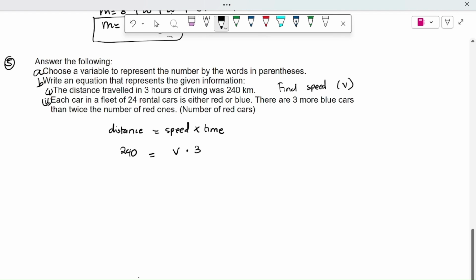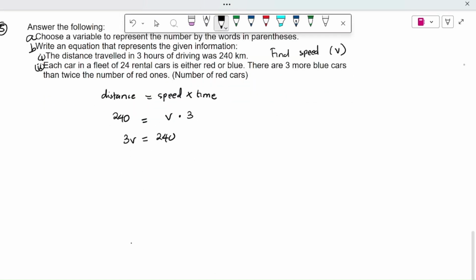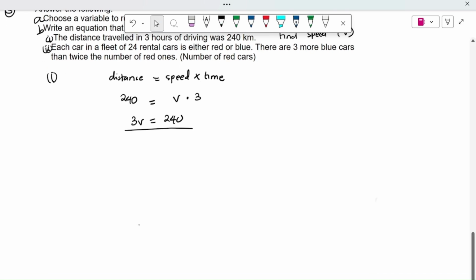So 3v is equal to 240. So this is the equation, and this is the first example we need to solve.